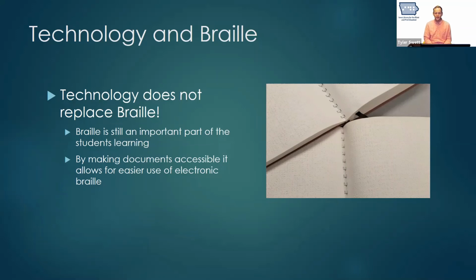And if you look at blind people that are employed, I think it's roughly about 85% of them use Braille every day in their job. So it's something to realize that Braille doesn't go away once they get out of school. It's something that's more than likely going to be with them for their whole life. And so that's why I think it's still important to keep up with the Braille and make sure that you're getting documents that are accessible so that they can get electronic Braille or get it in the way they need it.